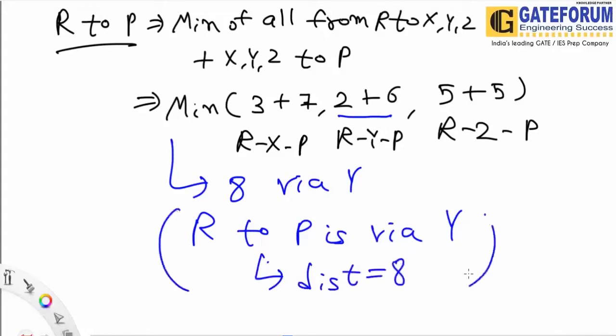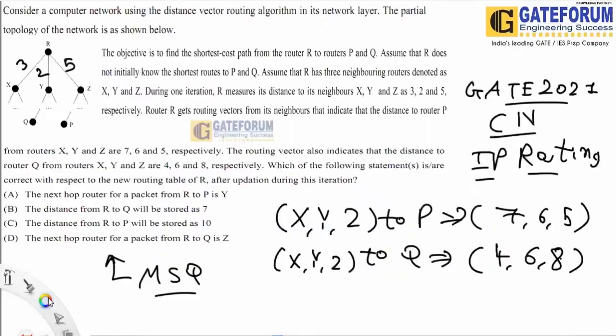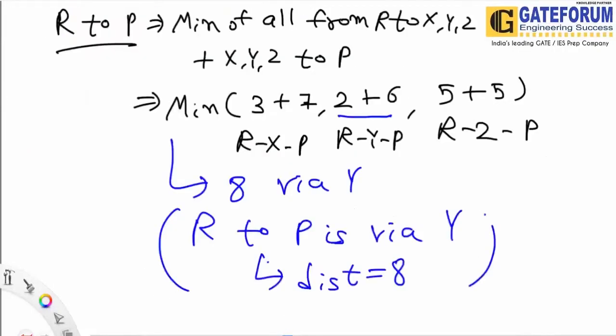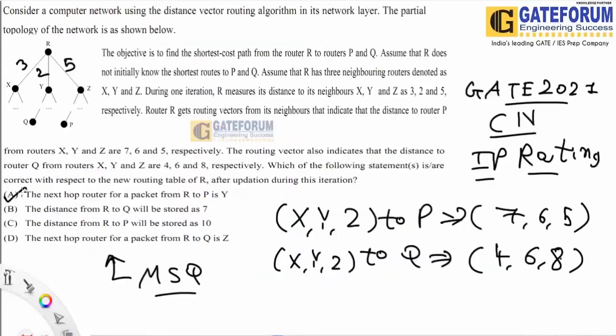So whenever we calculate from R to P, we get this. Let's try to evaluate the options here. The next hop router from R to P is Y. Yes, that is correct, because the next hop router from R to P is via Y only. Then, the distance from R to P will be stored as 10. No, this distance is basically 8. So this is not correct.